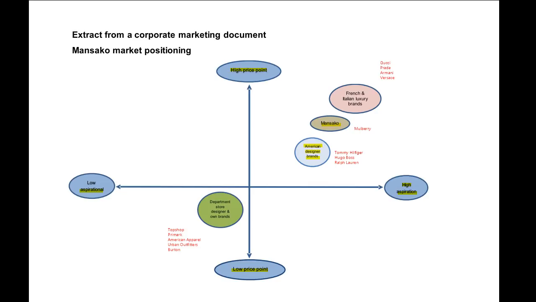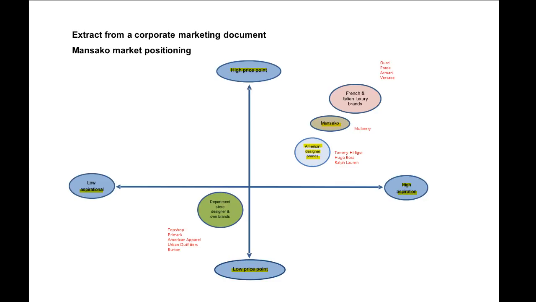Okay, so what's the point of showing us this graph? Well, it gives us an idea of where Mansako are placed relative to other brands that we might have heard of. But the more important thing to get from this, I think, is looking at who the key competition is. As we've said, we've got to be very careful of these American designer brands who seem to be slightly cheaper and only very slightly lower aspirational. So the question is, why would you go to Mansako instead of one of these? And in fact, if you were going for the higher price point and the higher aspiration, you'd skip Mansako altogether and go straight to the French and Italian luxury brands.